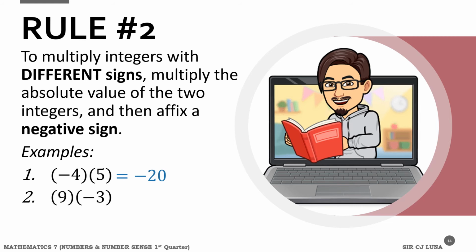Number 2, 9 times negative 3. So, different sign, positive, negative is negative, and then 9 times 3 is 27. So, the answer is negative 27. And lastly, we have number 3, 2 times negative 25. Okay, very good. Negative 50. So, mga fast learner kayo. Very good kayo dyan, no?